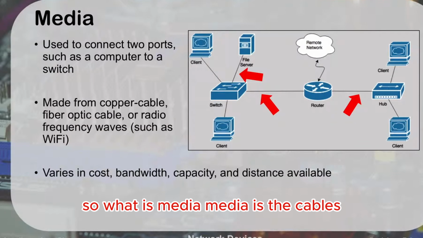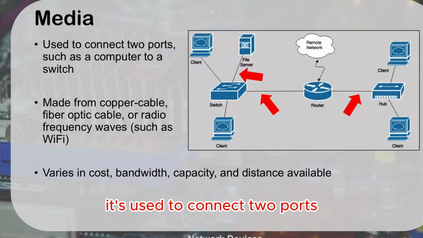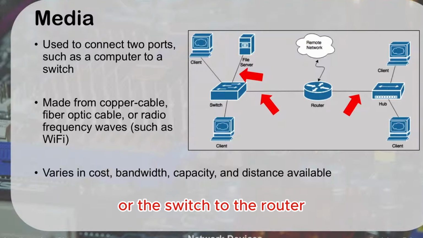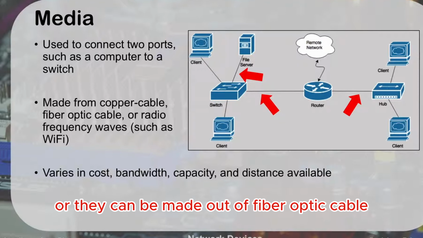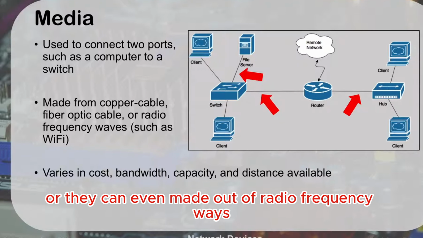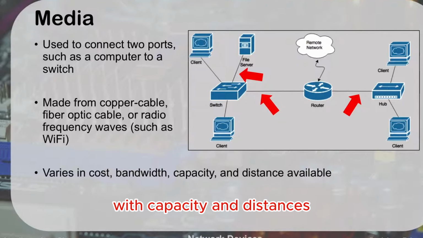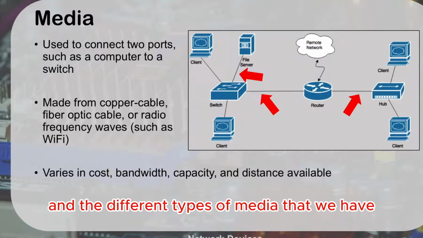So what is media? Media is the cables or the wireless signals that we're using. It's used to connect two ports, such as the computer to the switch or the switch to the router. These can be made out of copper cable, or fiber optic cable, or even radio frequency waves if you're using wireless networking. These vary in cost, bandwidth, capacity, and distances, and we're going to talk an entire lecture on media and the different types of media that we have.